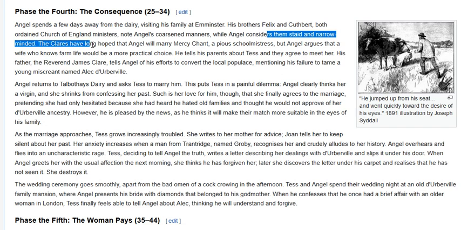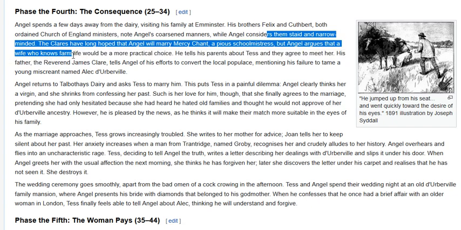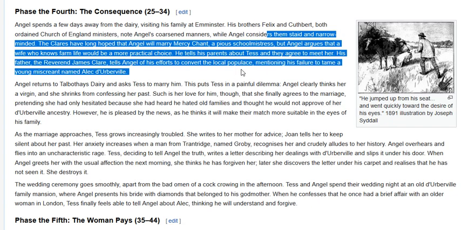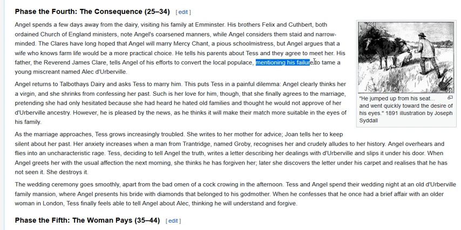The Clares have long hoped that Angel will marry Mercy Chant, a pious schoolmistress. But Angel argues that a wife who knows farm life would be a more practical choice. He tells his parents about Tess and they agree to meet her. His father, the Reverend James Clare, tells Angel of his efforts to convert the local populace, mentioning his failure to tame a young miscreant named Alec d'Urberville.